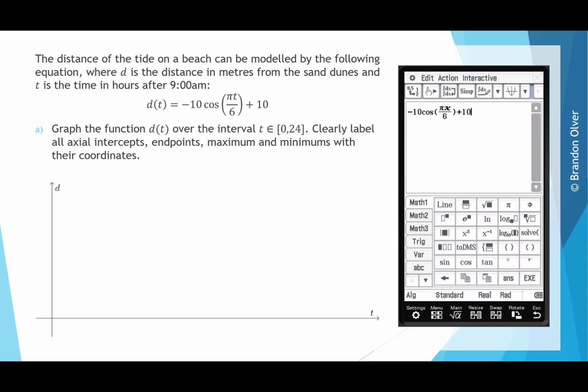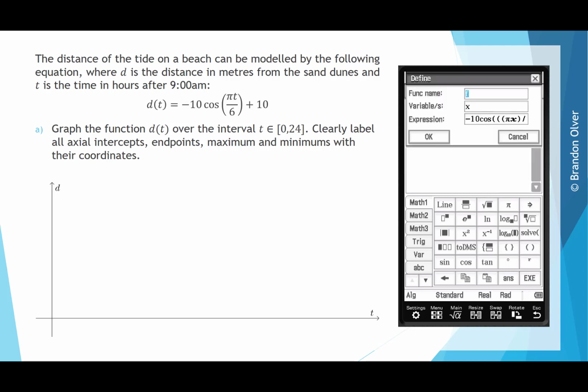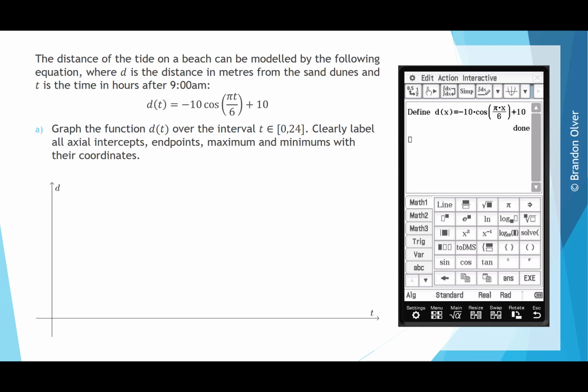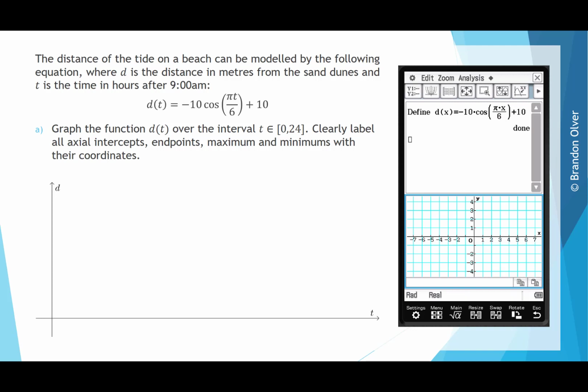Just to make our life a little bit easier, I'm going to define this. So we go interactive and define. And using the ABC keyboard, I can actually call it d(x). So that's properly defined now. And what we want to do to start off with is graph this. So if I hit the graph icon, it brings up this screen, and I can drag d(t) down, and that will sketch the graph.